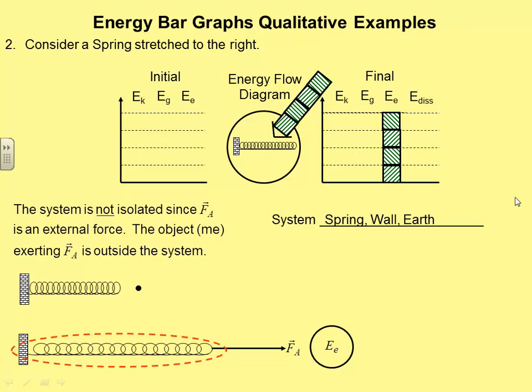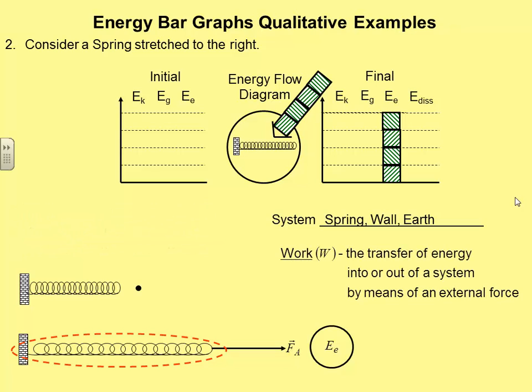Now, this process of adding energy into or taking it out of a system by means of an external force has a name. It's called work. And it is denoted by a capital W. So we are going to define work as the first energy transfer mechanism. Okay? This is how we move energy in and out of a system mechanically. The transfer of energy into or out of a system, and we use external forces.